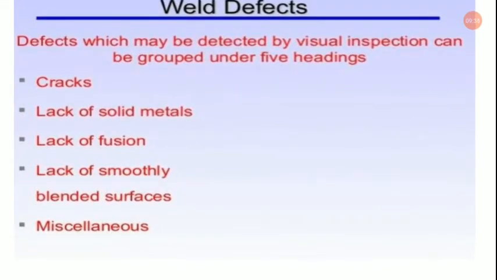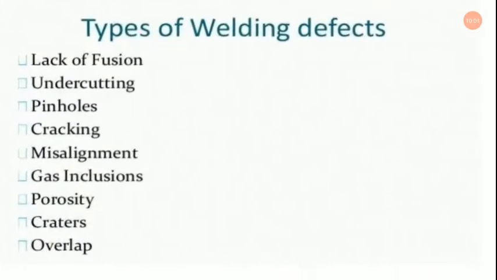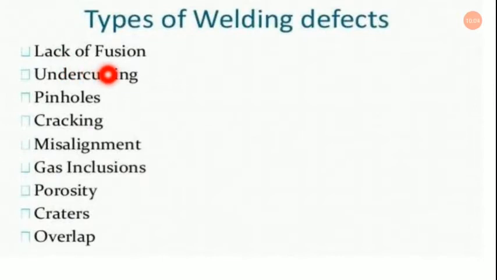Now weld defects. Defects which may be detected by visual inspection can be grouped under 5 headings. First is your cracks, then your lack of solid metals, then your lack of fusion, then your lack of smoothly blended surfaces, then your miscellaneous. Now types of welding defects: lack of fusion, undercutting, pinholes, cracking, misalignment, gas inclusion, porosity, craters, overlapping.